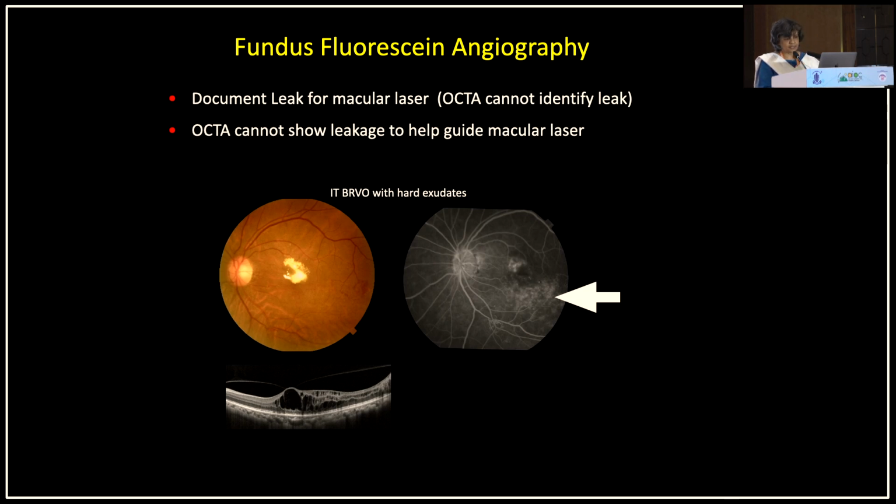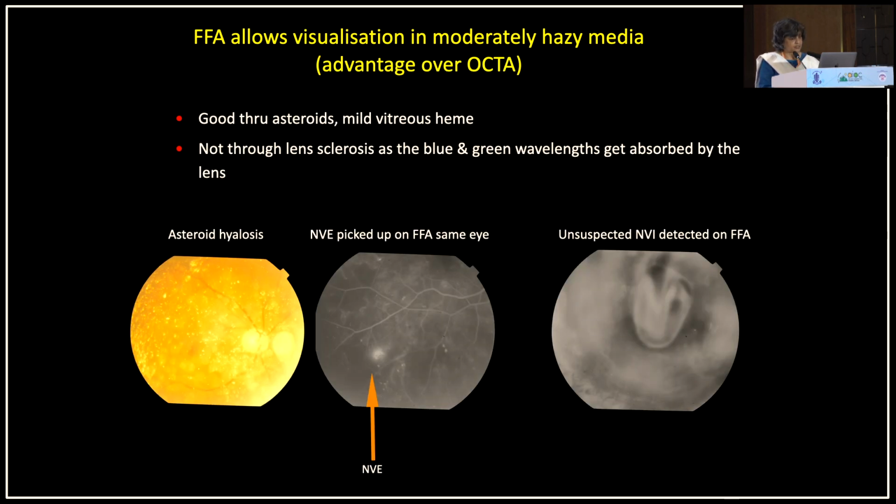FFA shows the leakage, which can be used to target the laser. And fluorescein also sometimes is useful in hazy media, as in asteroid hyalosis or vitreous hemorrhage, where OCTA is not useful to show the neovascularization on the retina or disc. It can also pick up sometimes new vessels on the iris as a massive leak which was not otherwise detected on clinical exam.